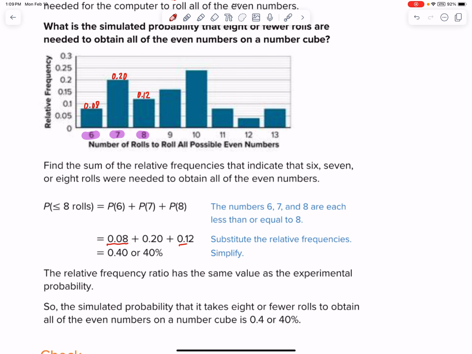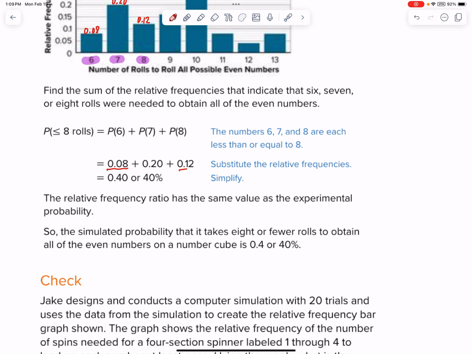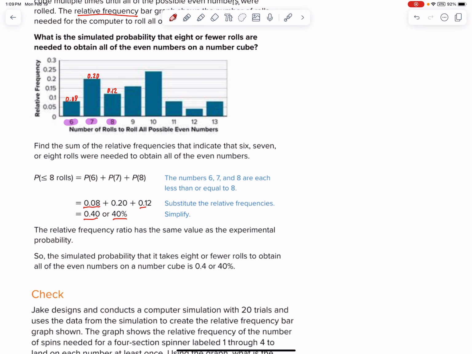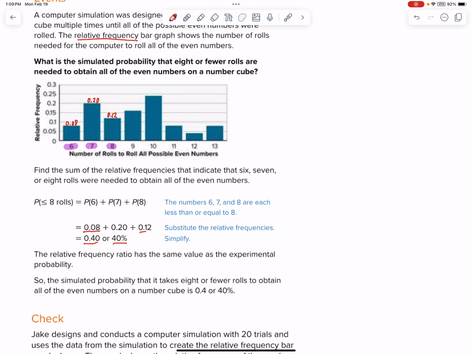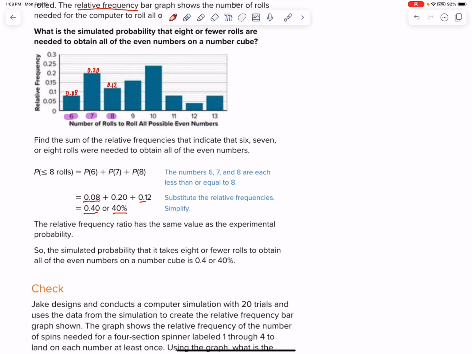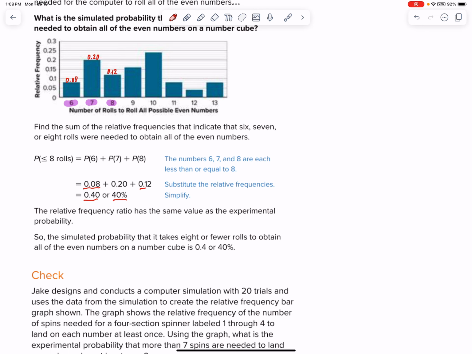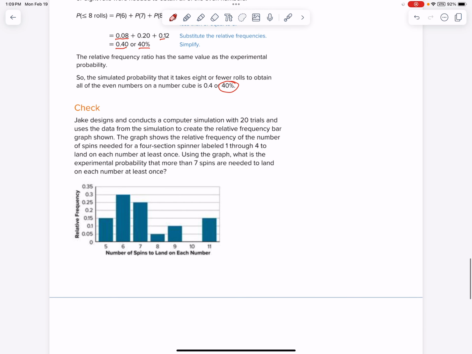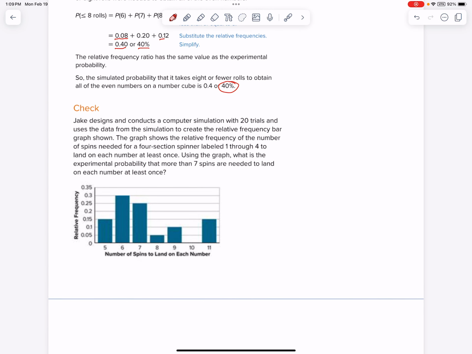All right. So let's go ahead and we can see that we're adding those up. They add up to 40%. And so the relative frequency ratio is 40%, which we know is the same thing as the experimental probability. Okay. So based on this experiment, it takes 8 or fewer rolls to obtain all of the even numbers on the number cube. That probability is 40%. Okay. So sometimes they're just going to ask you questions. You have to understand how to interpret them.